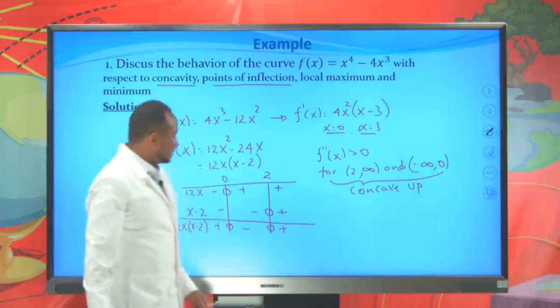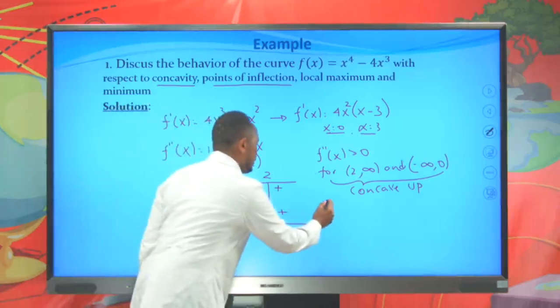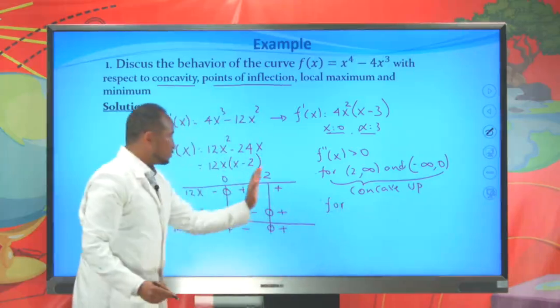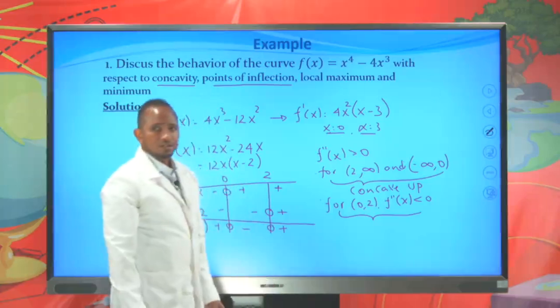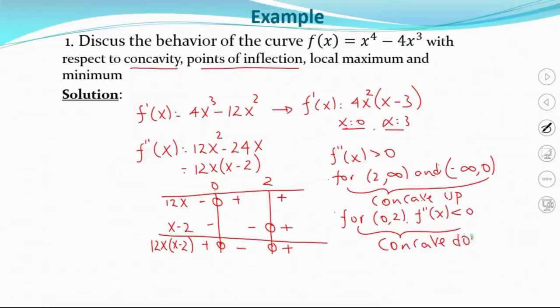And for this interval, from 0 to 2, the open interval 0 up to 2, the second derivative of our function is less than 0. Therefore, for this interval, our function is concave down, since the second derivative is less than 0. Concave down.